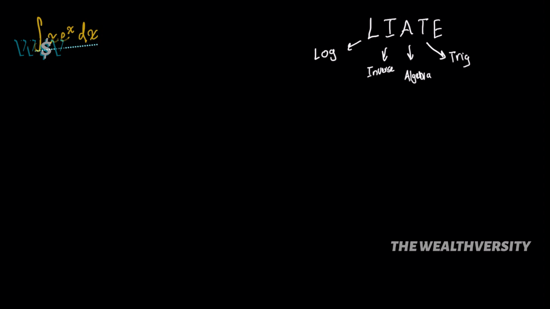First of all, let's talk about something called LIATE, which is an acronym that stands for logarithmic, inverse trig, algebra, trig, and exponential. This acronym represents the order in which you have to choose which part of the integral to be u and which to be dv, so the integration process becomes easier. We will show how to use it in a second.